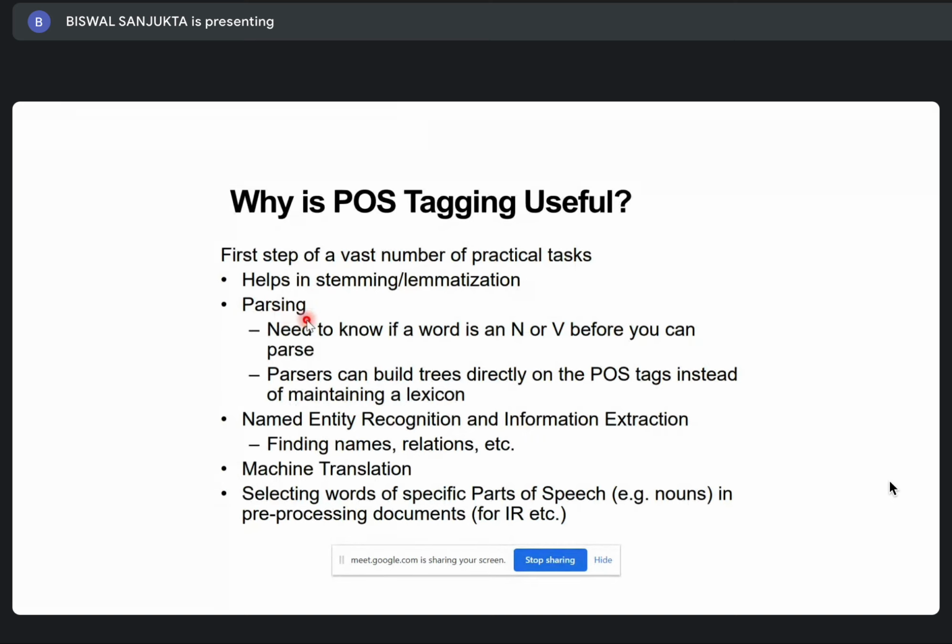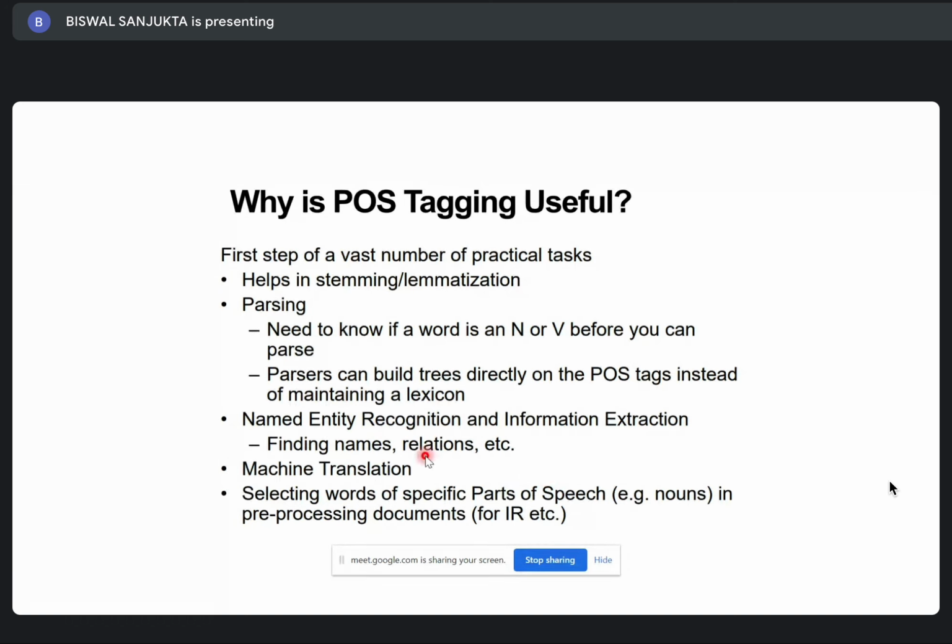Then coming to parsing, which will be covered, I think, from the fifth topic onwards. You will come to know that we need POS tags to build a tree, basically to parse a complete sentence, so that you can get different kinds of verb phrases, noun phrases, all these things. And then the third one is named entity recognition and information extraction.